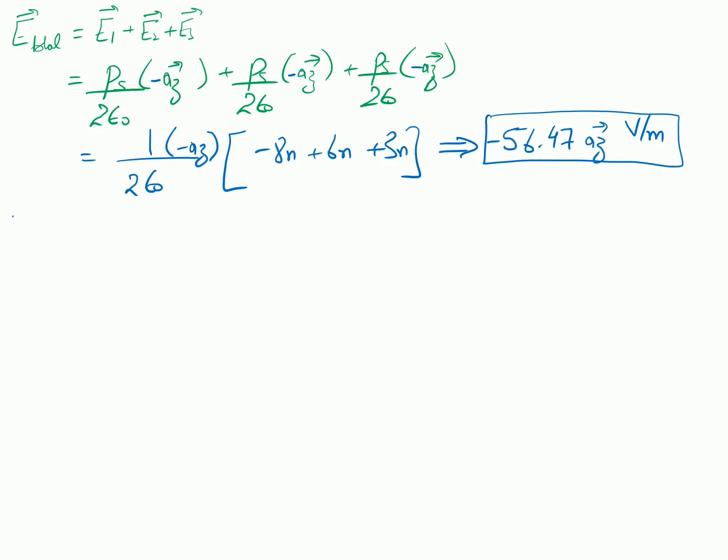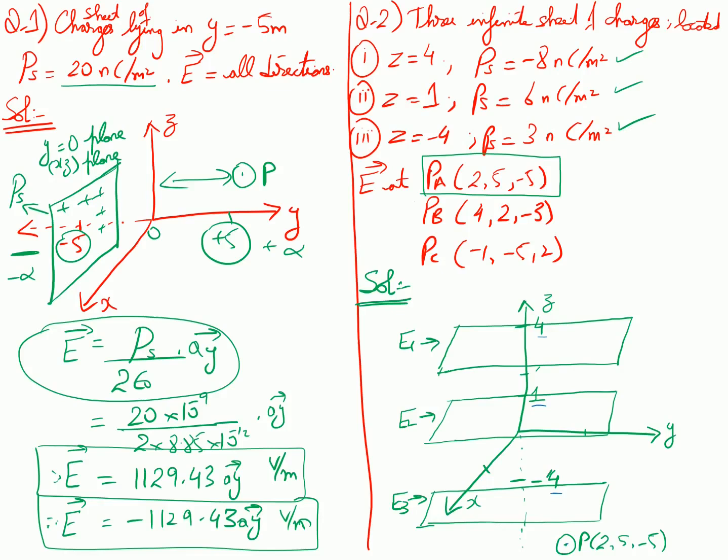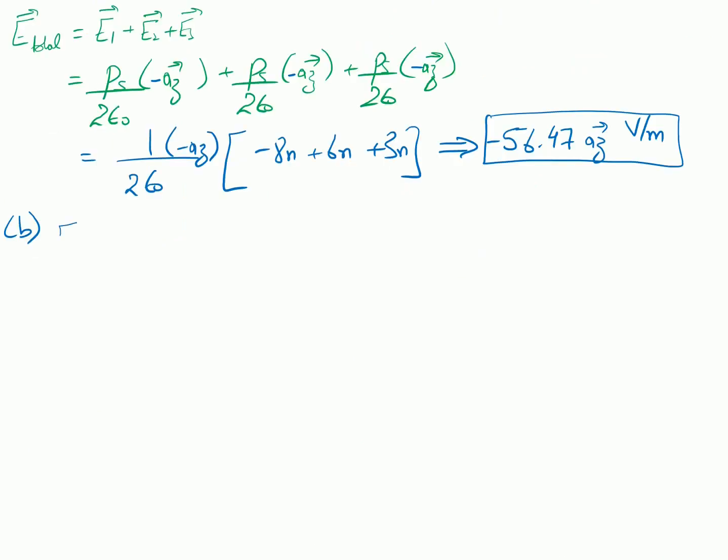Now let us go to the second part. We have the point now at (4, 2, -3). So x equals 4, y equals 2 and z is equal to -3. So it will be somewhere over here. Again, you can see that this point is below sheet 1 and sheet 2, but it is above sheet 3. So my equation will remain the same: I need to find the total electric field, which is going to be the sum of the electric fields from the first, the second, and the third.